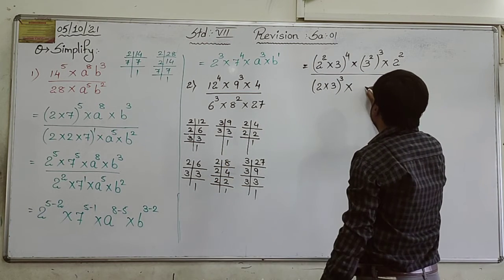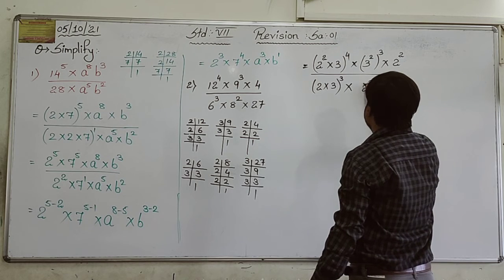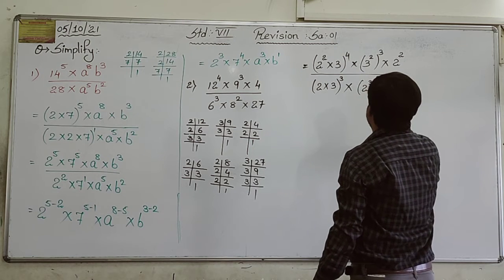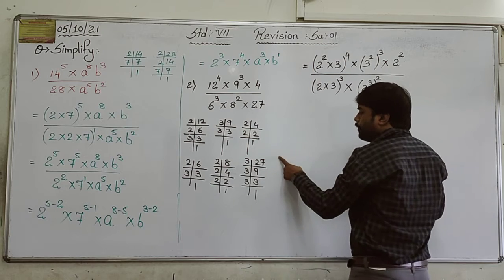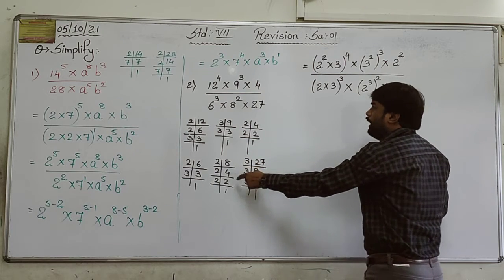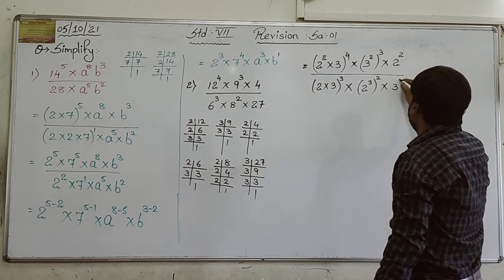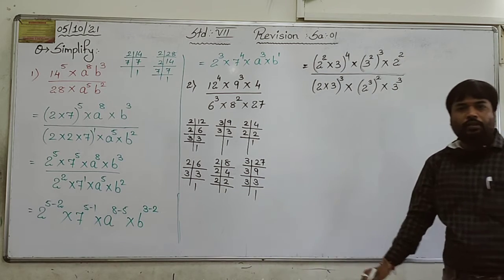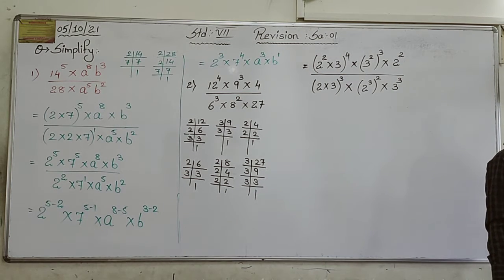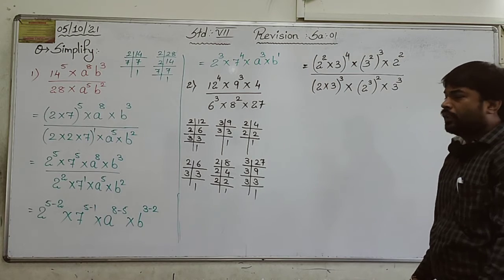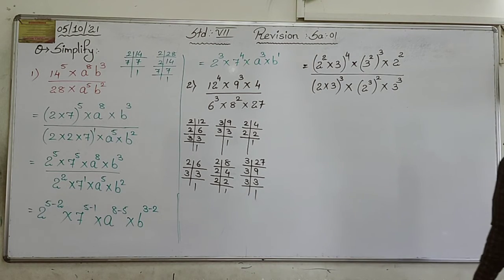2 cube. So 2 raised to 3 whole raised to 2 multiplied by 27, 3 into 3 into 3, 3 cube. Okay, clear. So we reduced one step at a time. Now apply whatever law you can at a time.